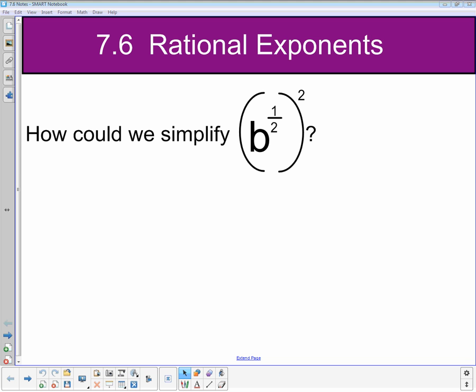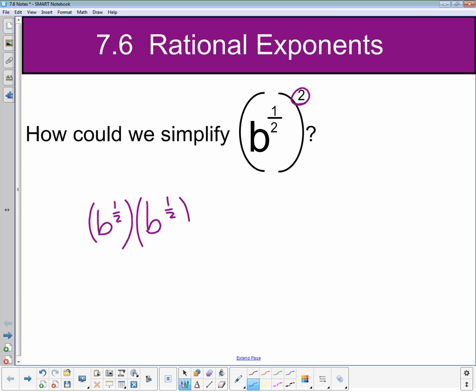Your first example up at the top says, simplify b to the 1/2 squared. Well, how could we do that? Think about squaring something. When we square something, that means we're multiplying it by itself 2 times. So I have b to the 1/2 times itself. Well, we all know that when we take powers and we multiply them together, that means we add their exponents. So this is the same thing as b to the 1/2 plus 1/2. And b to the 1/2 plus 1/2 is b to the first, which is the same thing as just b.